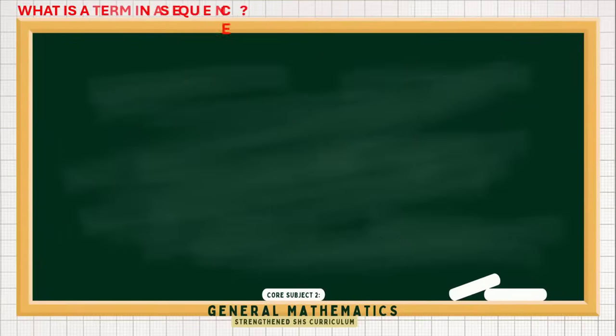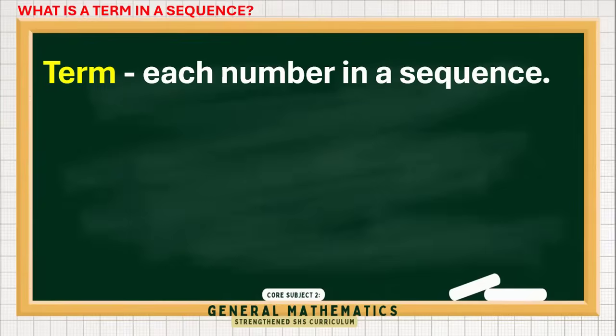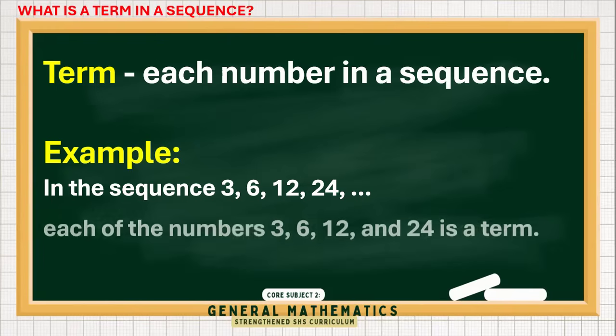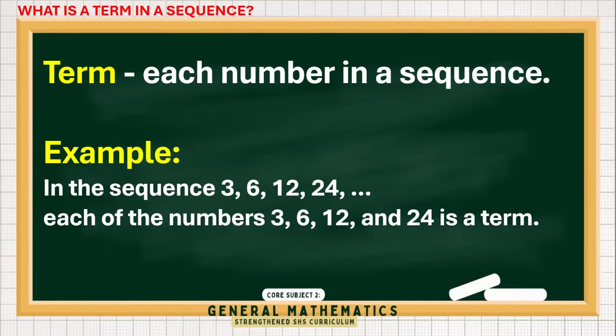Now let's move on to the definition of a term in a sequence. So what is a term? A term is each number in a given sequence. Example, in the sequence 3, 6, 12, 24, and so on, each of the numbers 3, 6, 12, and 24 respectively are what we call the terms in the given sequence.